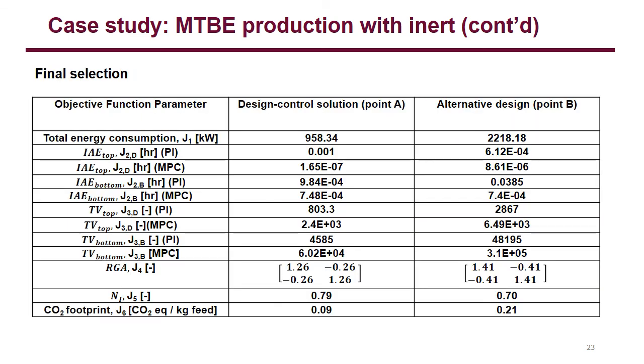To combine these results, after determining all the objective function parameters, we can see that the total energy consumption J1 is lower for point A compared to point B. Similarly, the total carbon footprint per kg feed is also lower at point A compared to point B, and all the control metrics are better at point A compared to point B. In other words, the design and control solution where the driving force is maximum, which we denote as the RD design at point A, is better than the alternative design at point B.